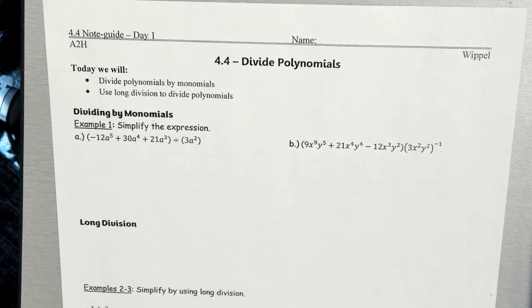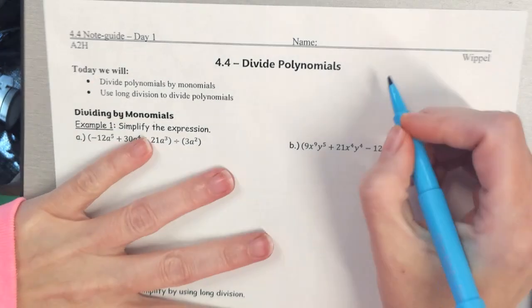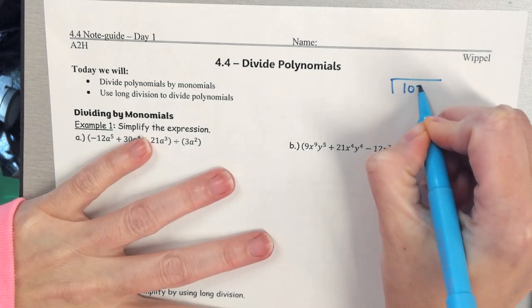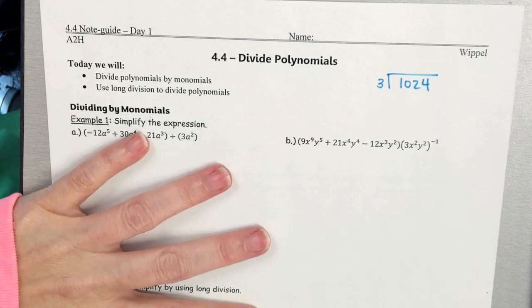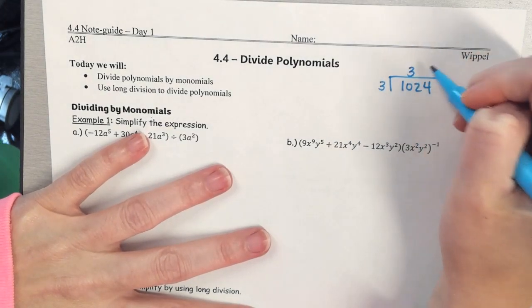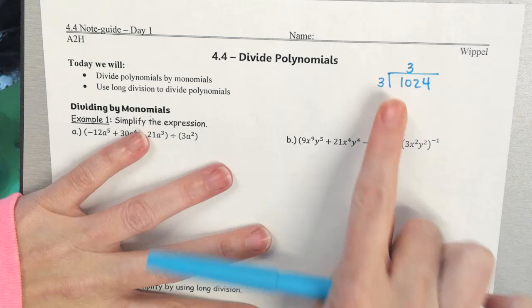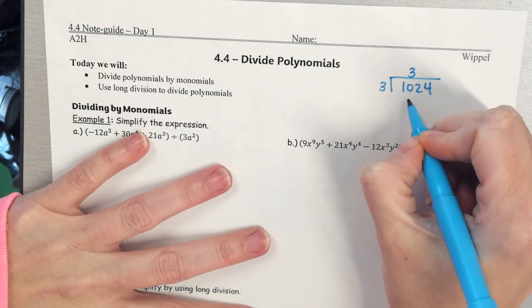All right, so your first step when you are setting up your long division is to put the 1024 underneath, and then you ask yourself, does 3 go into 1? If it doesn't, you're going to go into 10. So 3 goes into 10. What do you put here?